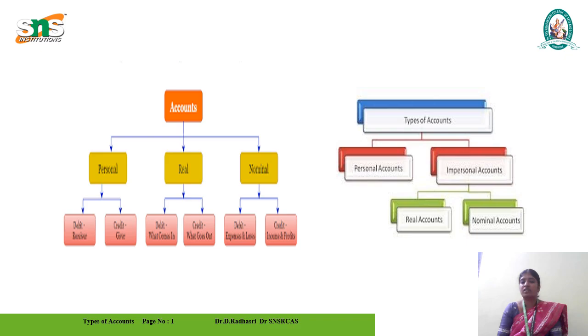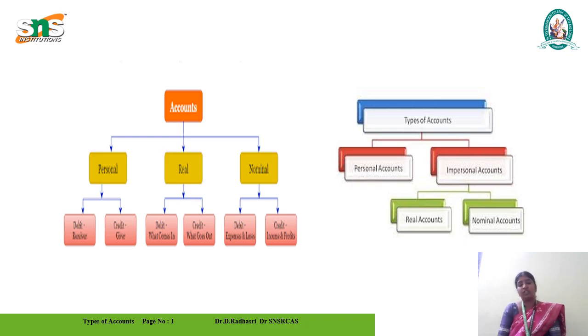In that way, for the personal account, debit is the receiver and credit is the giver. In the real account, debit is what comes in and credit is what goes out. That is known as the real account. It covers the losses or gains we are handling in the business. What comes in goes to the debit, and what goes out goes to the credit. In the nominal account, debit all expenses and losses, credit all income and gains.